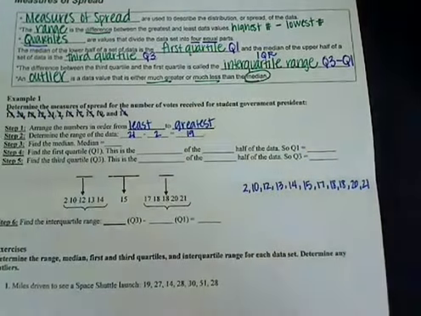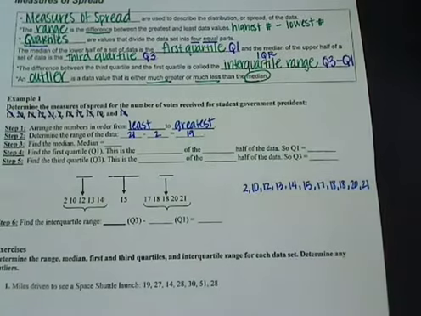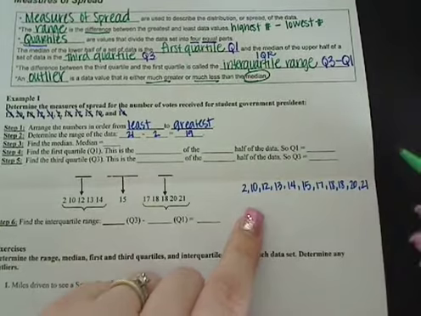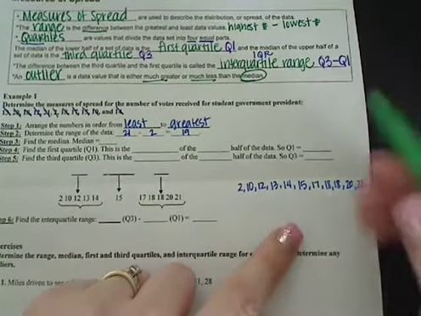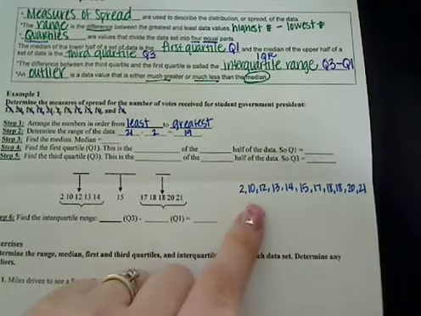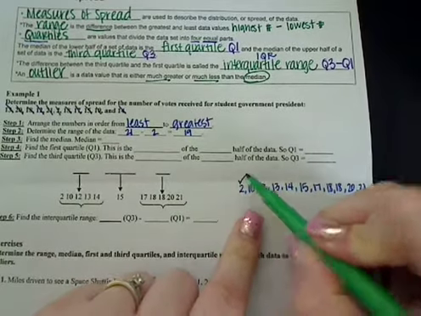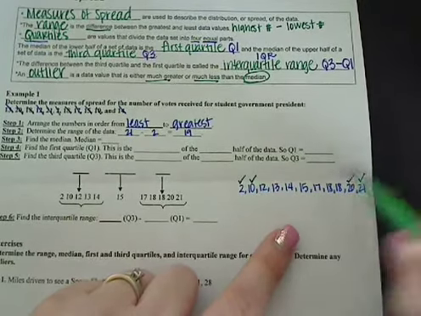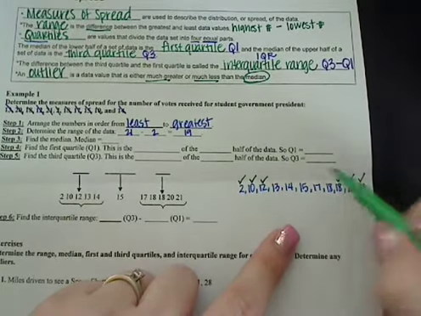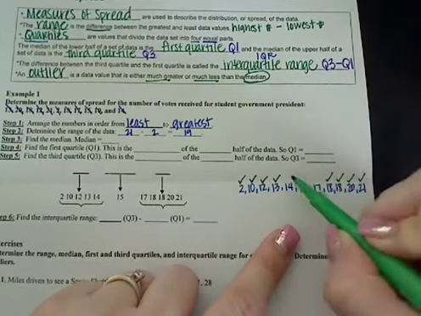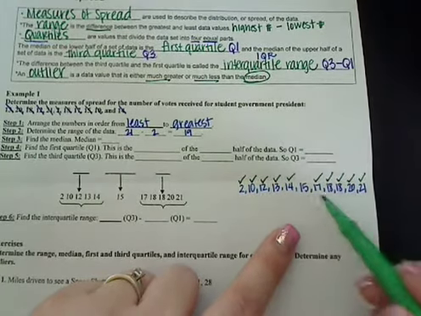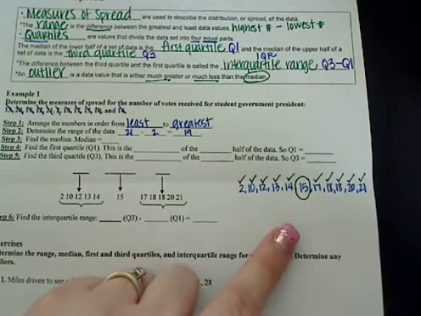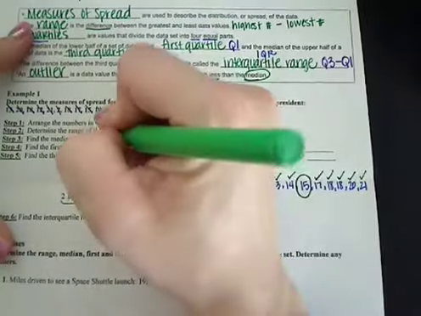Step 3 is to find the median. Okay, so I need to find the middle. So in order to do that, you can put check marks if you want to, or cross them out, it's up to you. I'm going to go ahead and do check marks because that's easier for me. So beginning, end, beginning, end, beginning, end, beginning, end, beginning, end, and I'm left with this number in the middle. So 15 is my median, my middle number.